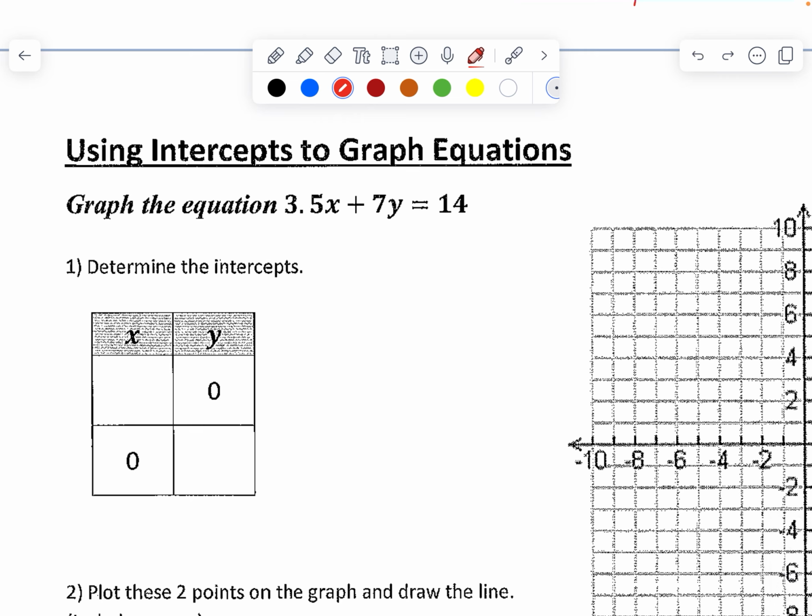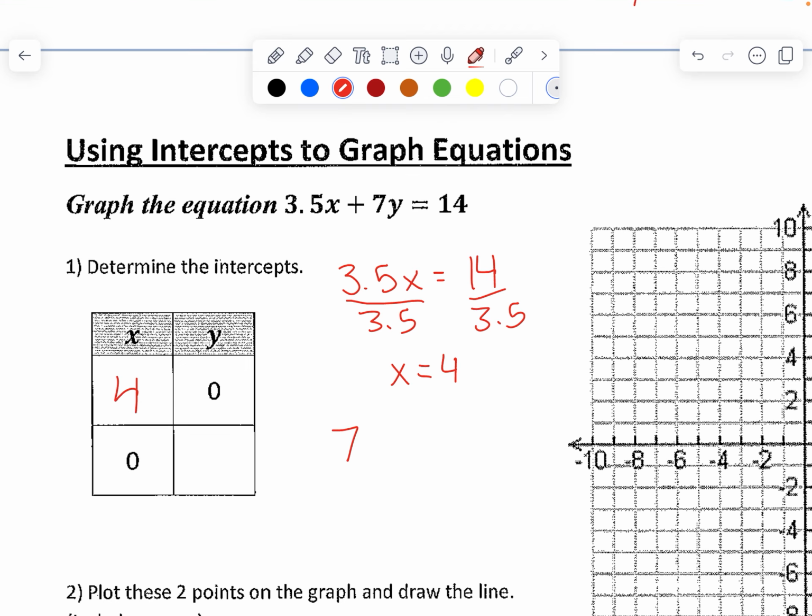I'm going to find the x-intercept, which means I'm going to ignore the term with the y on it. So if we plugged in 0 for y, the 7 times 0 would go away. It'd be 0. So now I'm going to divide by 3.5 on both sides, and x is going to equal 4.